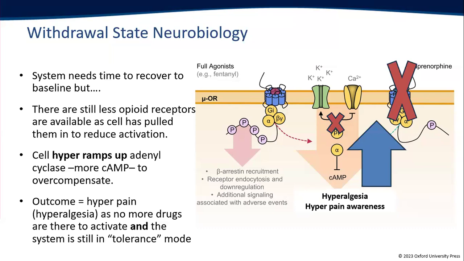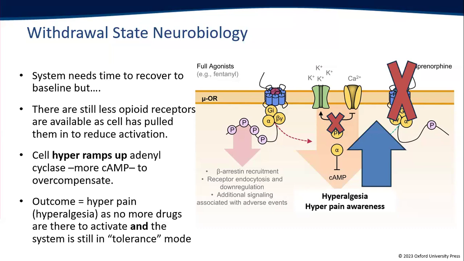Depending on how long you've been taking those drugs, the system needs just as much time to recover to get back to baseline again. It's not sure: is today no drugs, tomorrow more drugs? It's in real time adaptation. So there are still fewer opioid receptors that are available. And now the cell's saying, oh, I don't have that other thing I'm trying to compete with, and I've not been able to run at the appropriate adenyl cyclase and cyclic AMP levels.